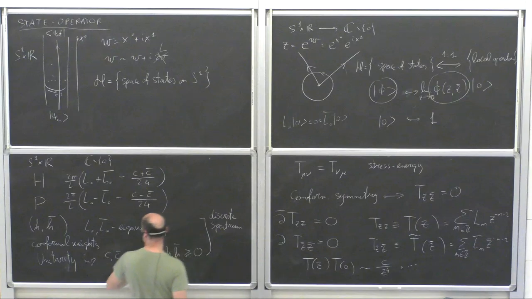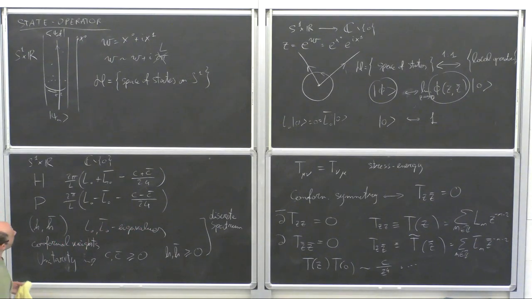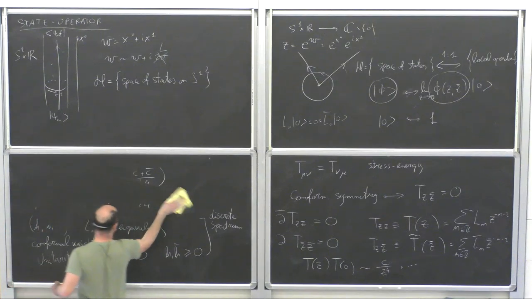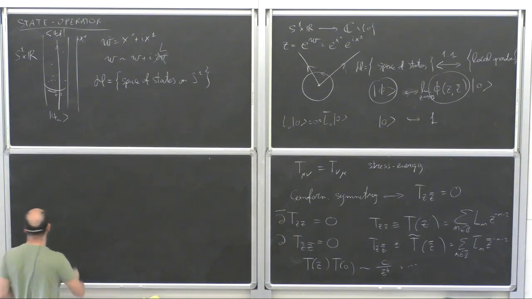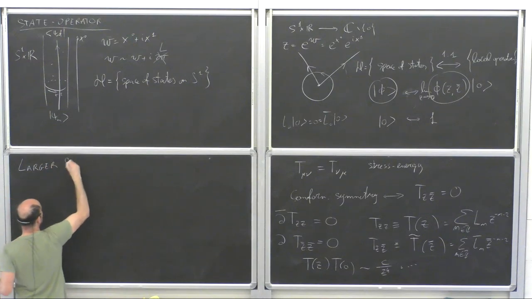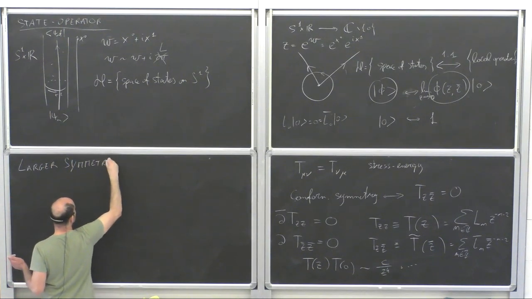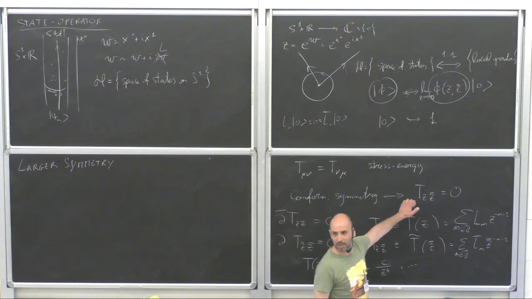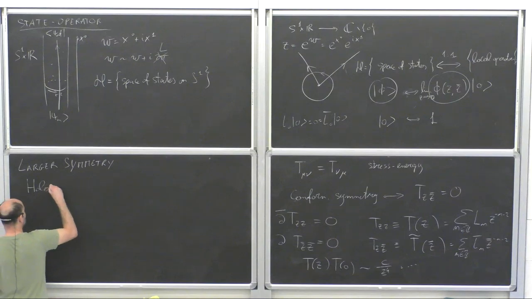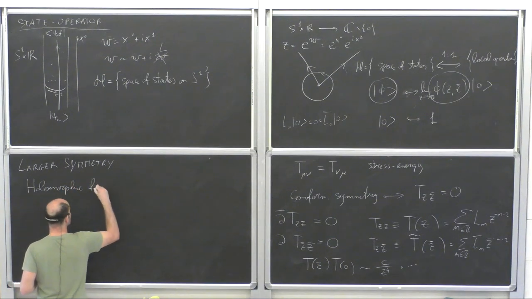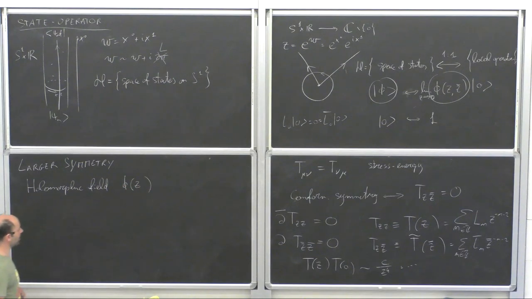Now, you can generalize all of this. It often happens that the algebra of symmetry is larger than just conformal symmetry. So you have conformal symmetry generated by all these modes, which are related to the stress tensor, which is holomorphic, and anti-holomorphic. But then you can have a larger symmetry essentially every time that in your conformal field theory you have some holomorphic fields. Every time your conformal field theory admits some holomorphic fields, let's call them phi of z, they obey d-bar of phi equals zero.